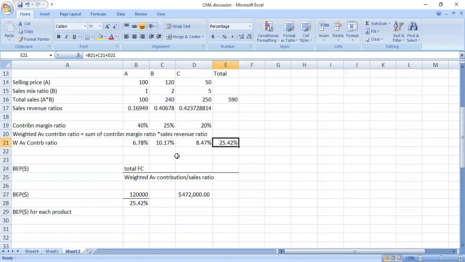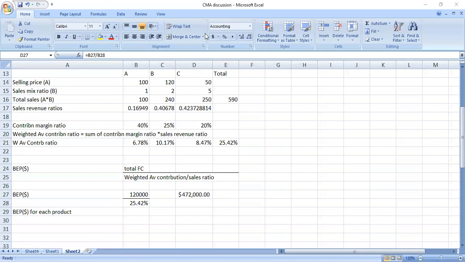Then, of course, when you have the weighted average contribution ratio, you just apply it in the formula. You have the total fixed costs already. So you have the new figure, which is the weighted average of 25, and here is your answer, 772,000. I hope I've clarified some few things. Okay, back to you, Amos.